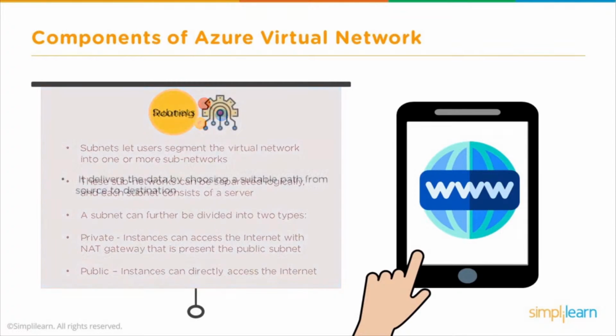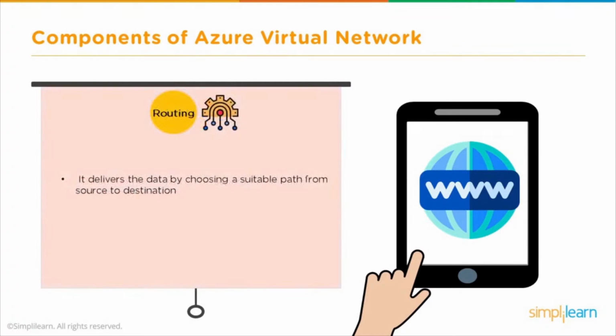Next component is routing, and routing is primarily a set of routing rules that are applied to the routers only. Since on the cloud we cannot have direct router access, using routing as a component we can define routing rules which are directly applied to the router in the infrastructure. It delivers the data by choosing a suitable path from source to destination.